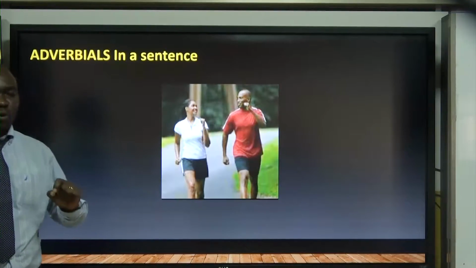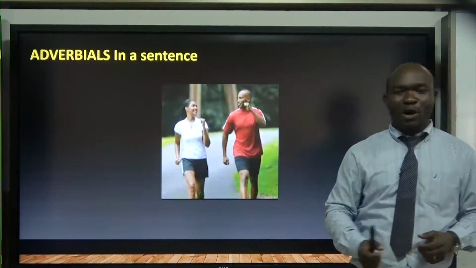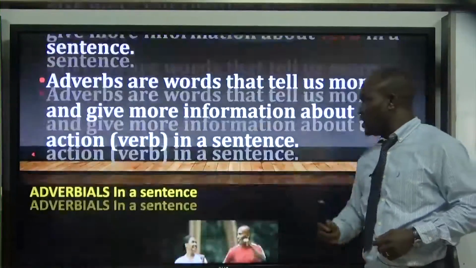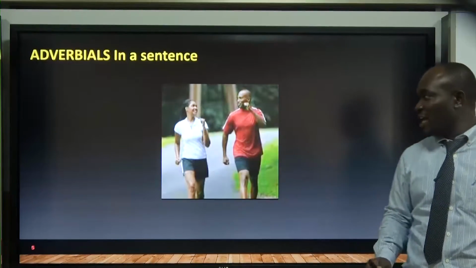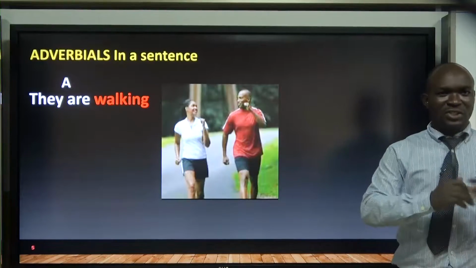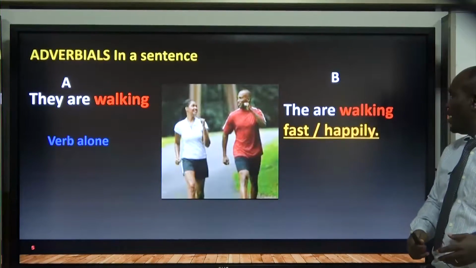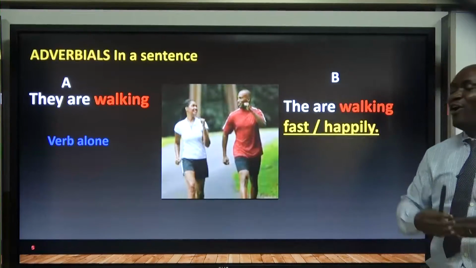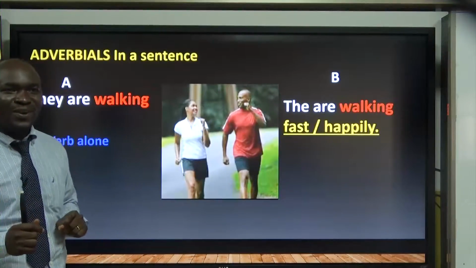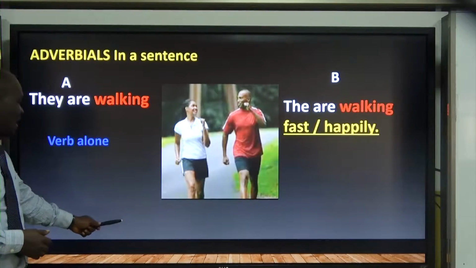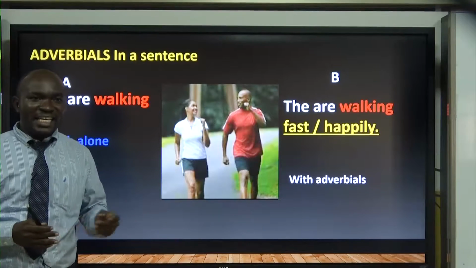The people are walking. I'm walking, of course, isn't it? Yes, we all take a walk. But how is the walking being done? We say they are walking. It's an expression without any further information. That is just the verb. Okay? Then we say they are walking fast or happily. When you do something in that manner, the word happily tells you what? More about the action that you were carrying out. So we say fast or happily is the adverb in that sentence.